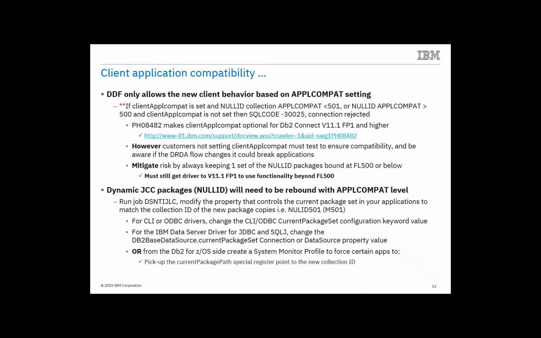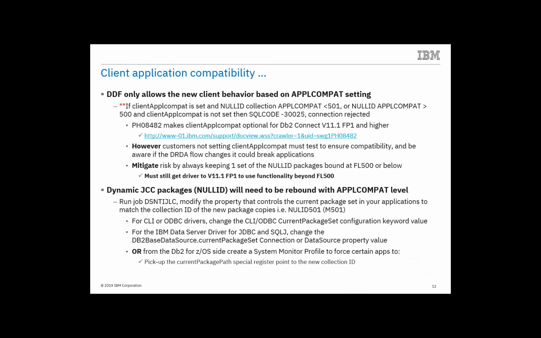So we put out an APAR 8482 that allows the setting of clientApplCompat to be optional, but it only applies to Db2 Connect 11.1 fix pack 1. So if you're on Db2 Connect version 10, you can't set clientApplCompat because it doesn't exist, and hence you can't connect to any of those packages bound at 501 or up. So I'll make that pretty clear here. Even with this parameter to make APPLCOMPAT optional, because customers have trouble getting the applications to set this property or to set it in the driver.